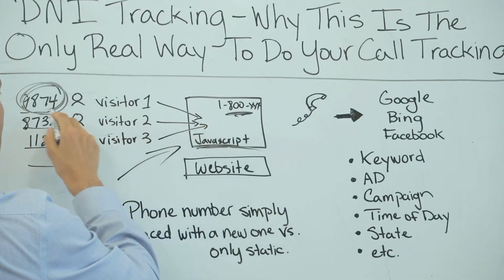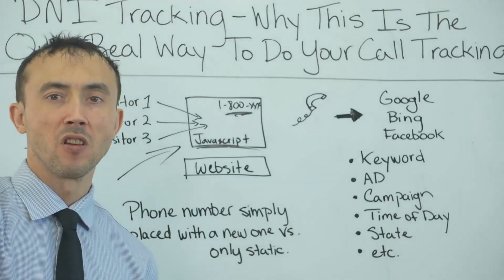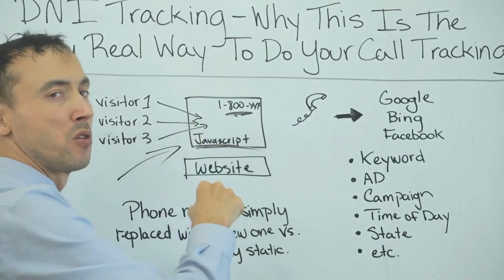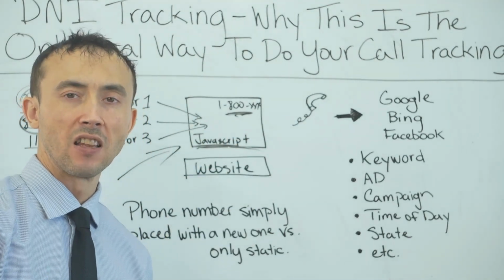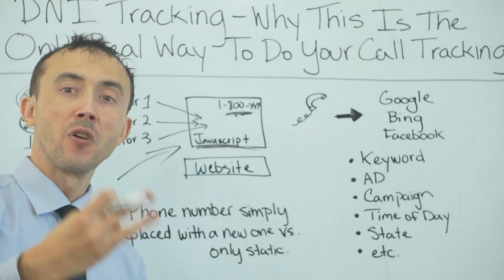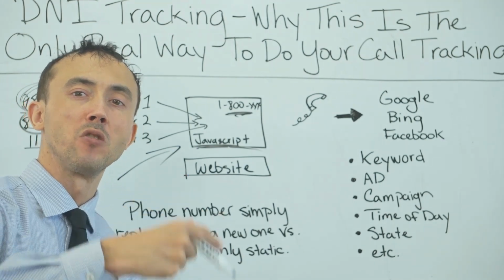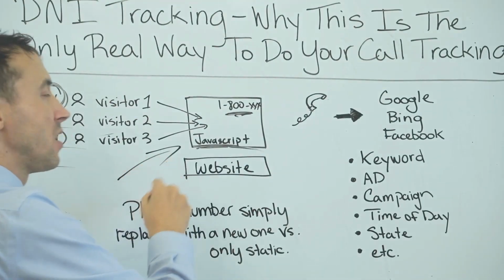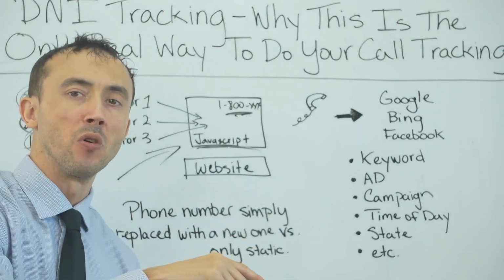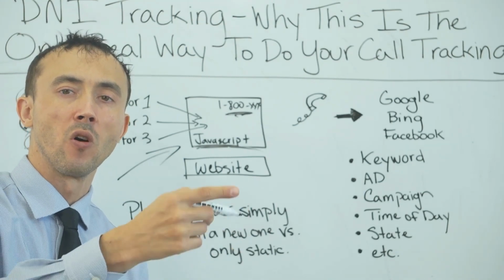If a second person visits the website while that first person's on the site, the user who downloads that web page second in line will see the second tracking number. Then if a third person visits the website before the first 2 leave, they'll see the third number in your call tracking pool, and so on and so forth.